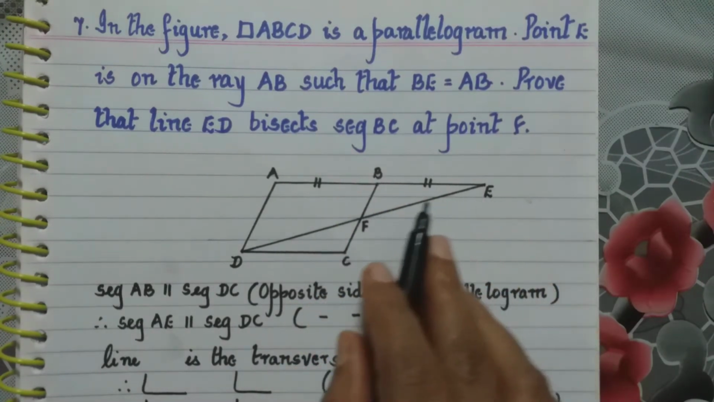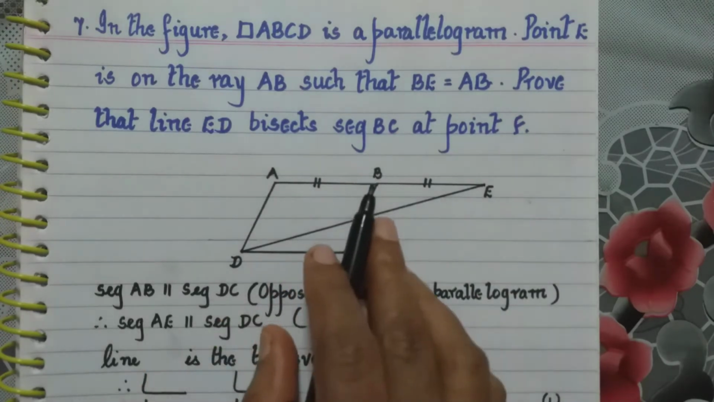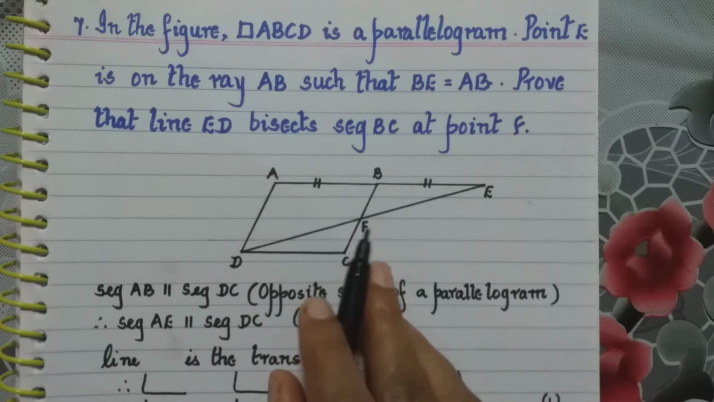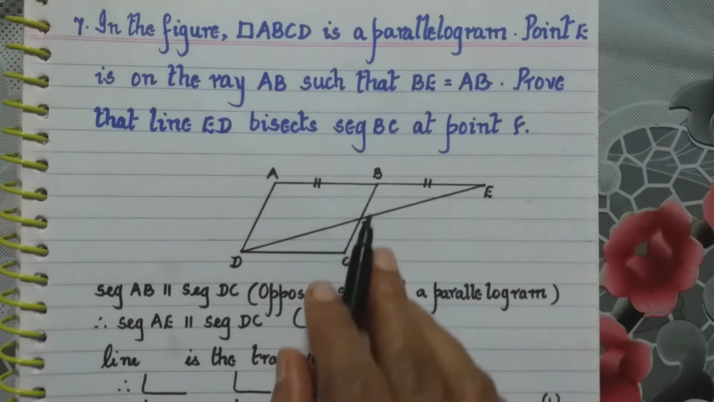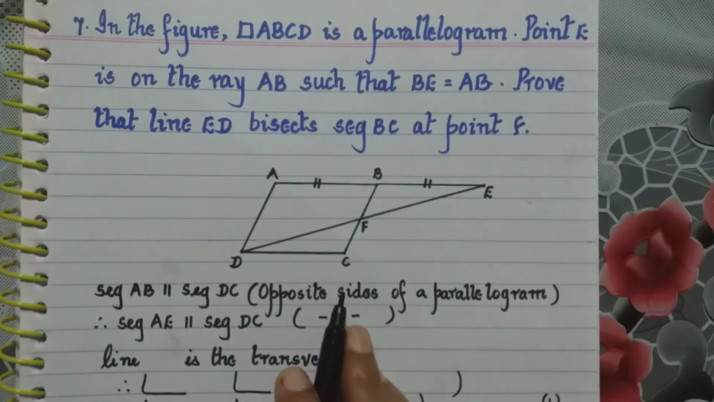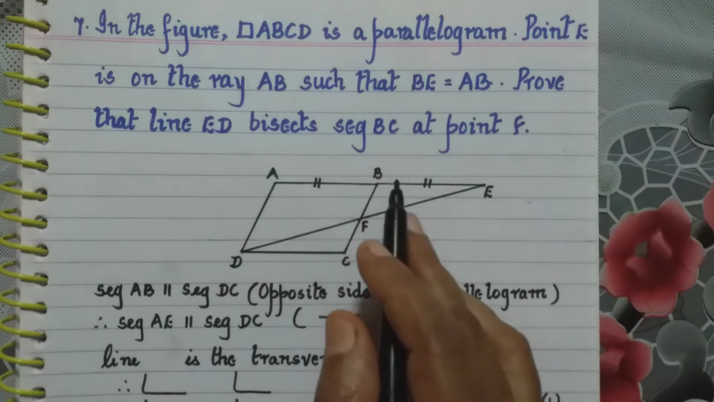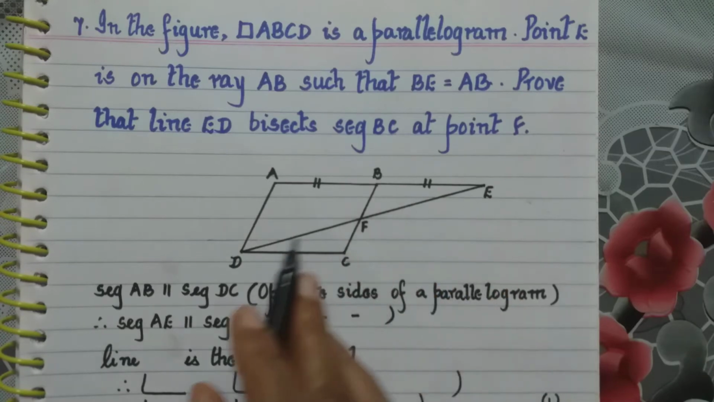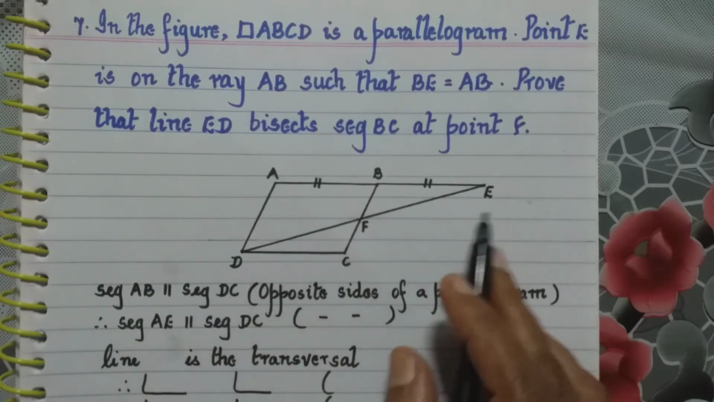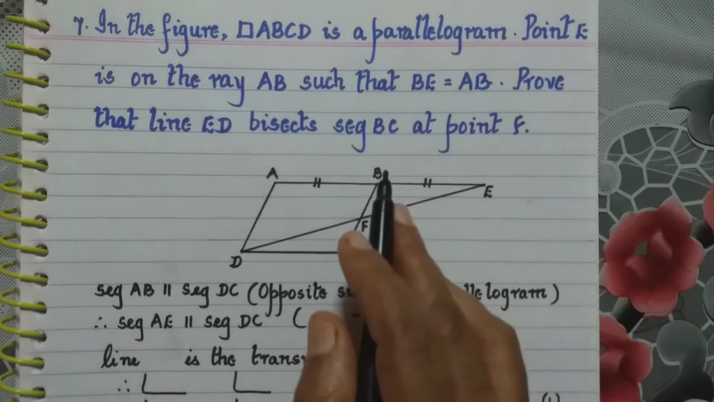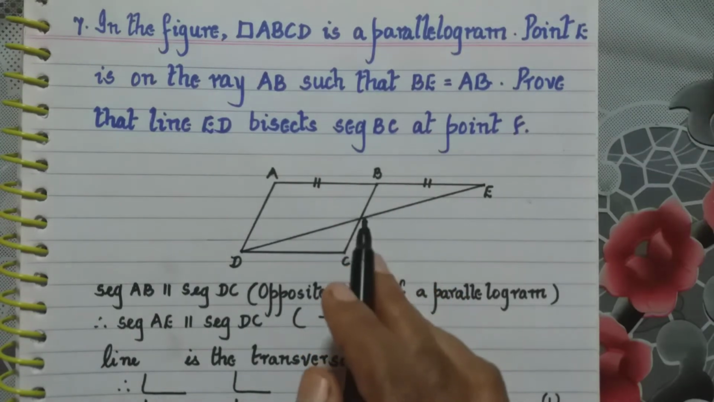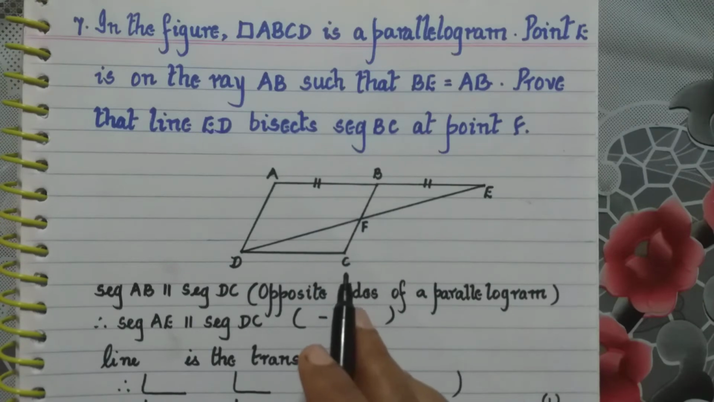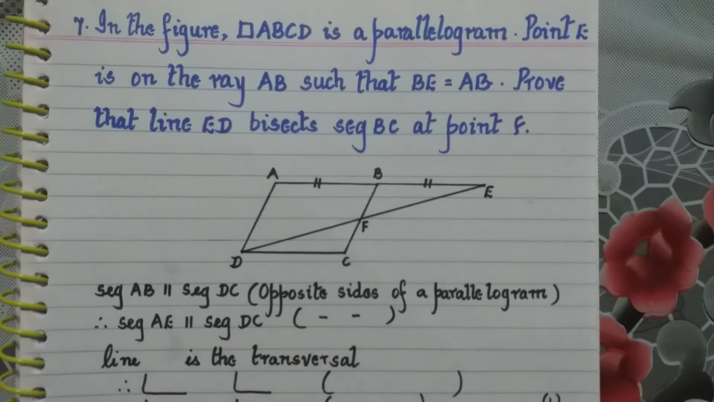Either we are talking about this line ED dividing BC into two equal parts, or we can say that point F is dividing BC into two equal parts. Or if we prove that BF is equal to FC, it is nothing but this line ED dividing this segment BC into two equal parts or bisecting it. So let us start with the proof.